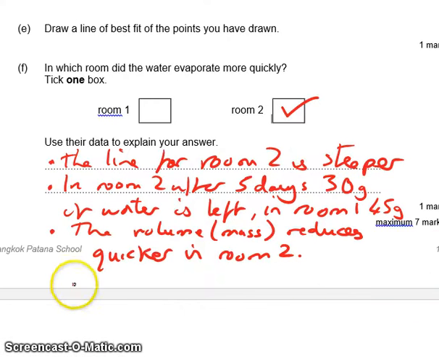So as I say, here for question 19, part F, you can have answers along this line. So the line for room 2 is steeper. In room 2, after 5 days, you have 30 grams of water left, and in room 1, 45, 46, and the volume or the mass reduces quicker in room 2. So we need you to use the graph to give an explanation for your answer, or you can use the data in the table. Alright, that's the end of question 19.